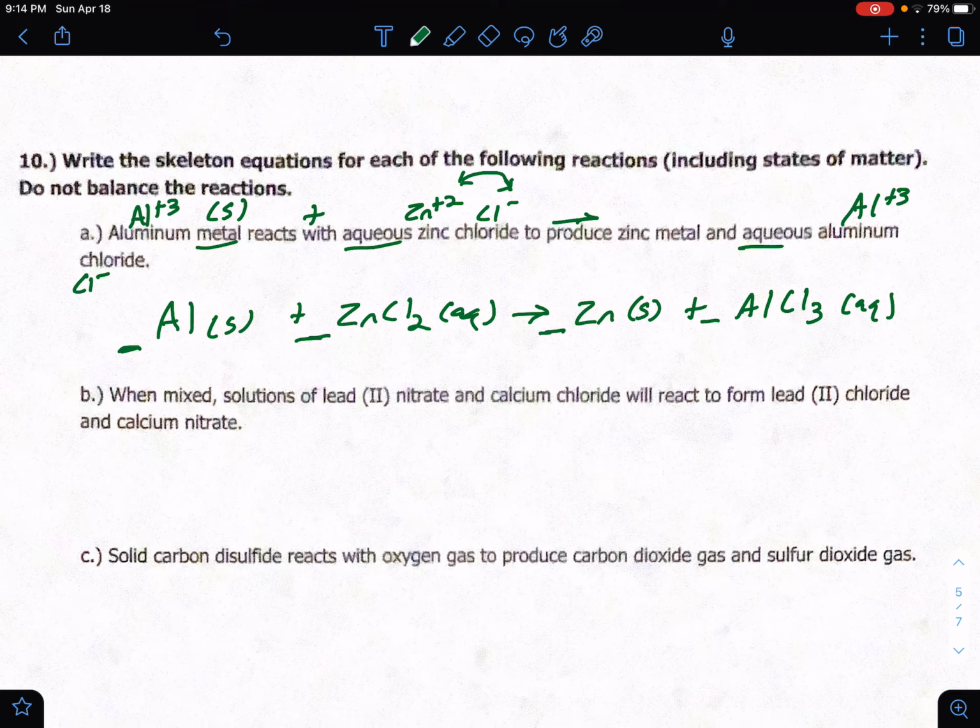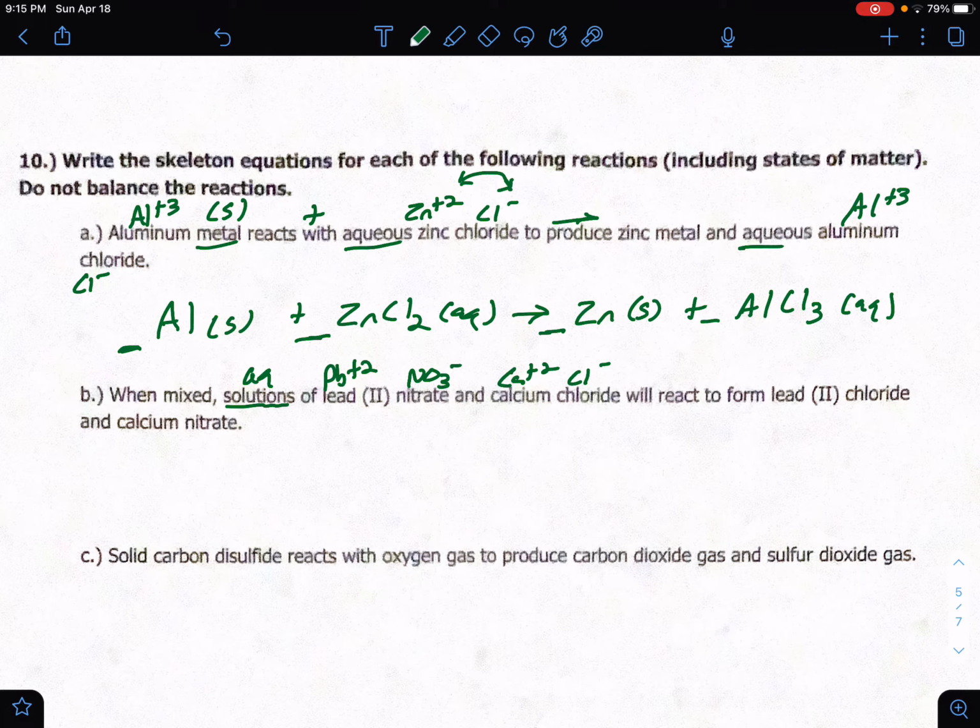B, when mixed, solutions. So if you see the term solutions, this means aqueous. Of lead II nitrate, so that means lead has a charge of +2. Nitrate is NO3 with a -1. And calcium chloride. So calcium is Ca with a +2 and chlorine with a -1. Okay, so that means these are my two reactants, so I'm going to put them together.